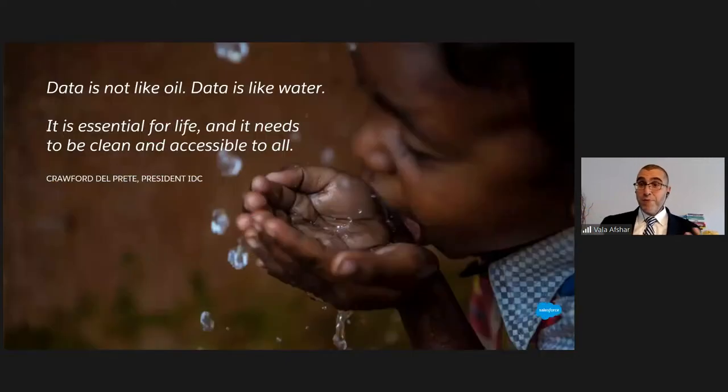Now, some people talk about data as oil. I believe data is like water. It is essential for life, and it needs to be clean and accessible to everyone. Data is key to the AI economy, and this is why India is poised to be a superpower when it comes to AI.